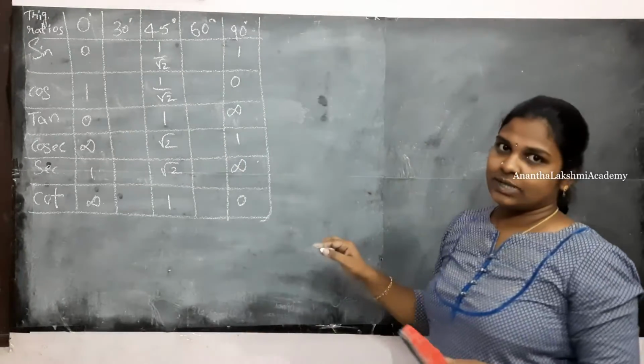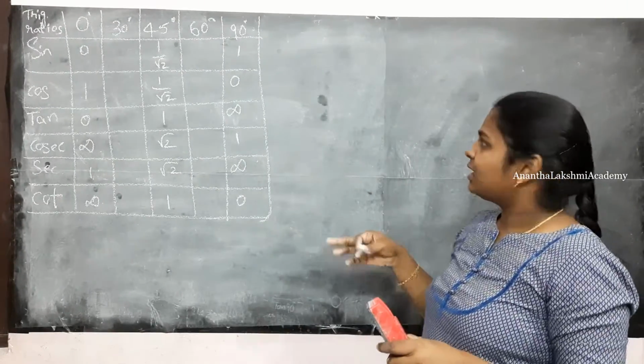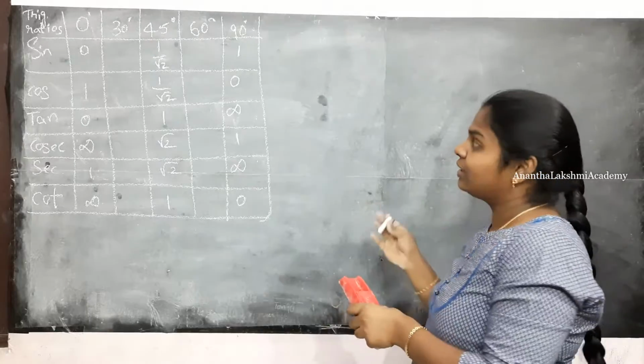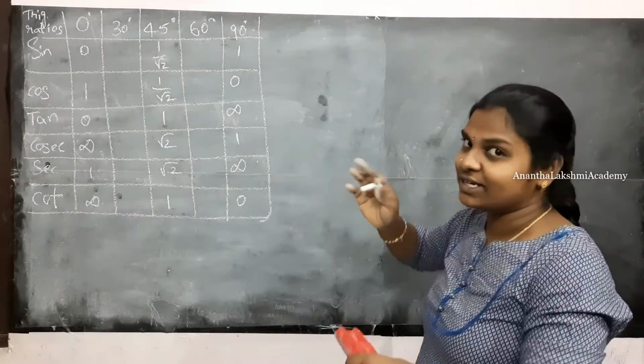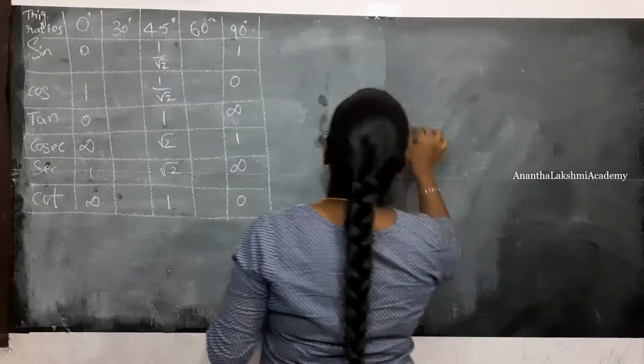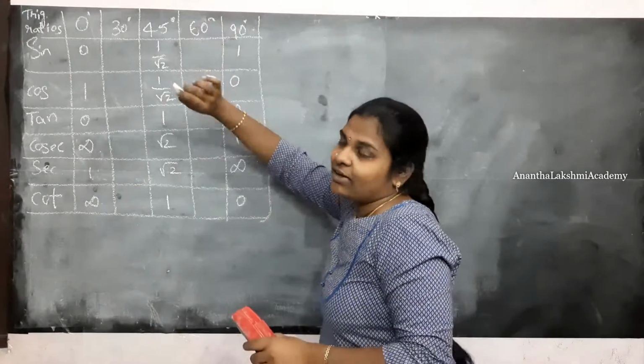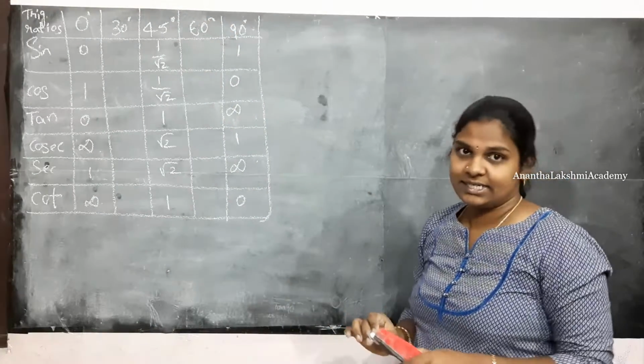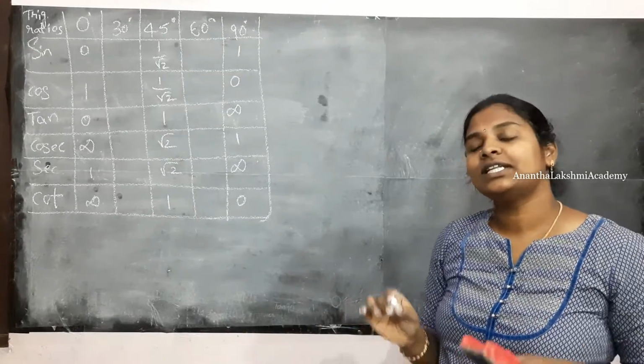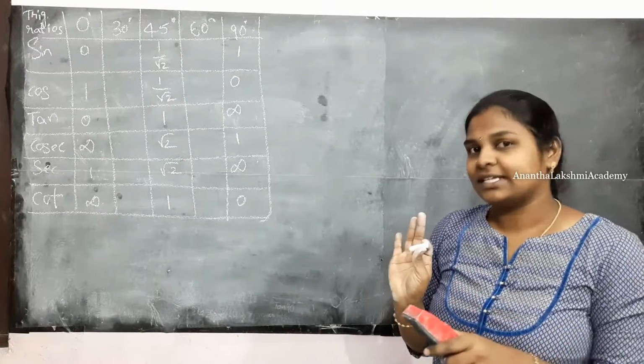Okay, first let's go with 60 degrees. So that will take us to 30 degrees as well. So let's see how. Since this is 60 degrees, let us consider an equilateral triangle. What is an equilateral triangle? In which all the sides and the angles are equal.